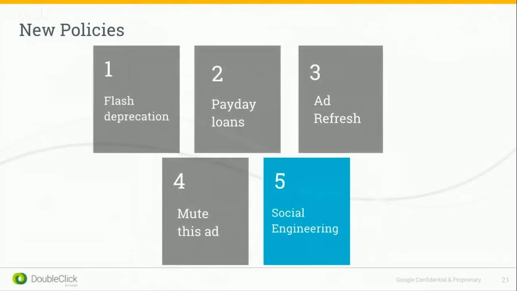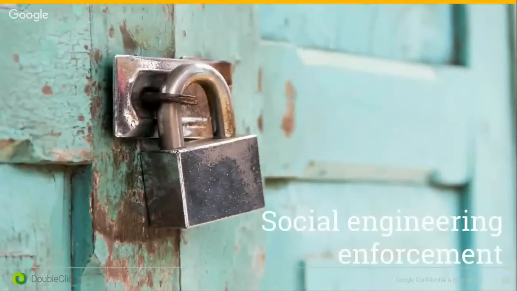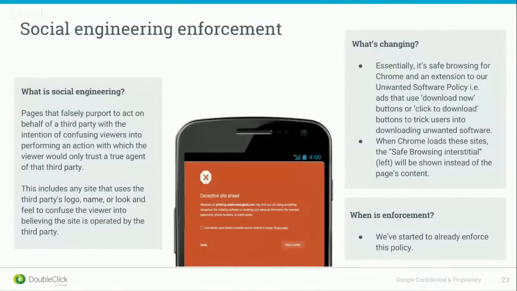And lastly, social engineering enforcement. So what is social engineering? We define it as pages that falsely purport to act on behalf of a third party with the intention of confusing viewers into performing an action. And this can be such as a download button or tricking users to click on certain buttons.